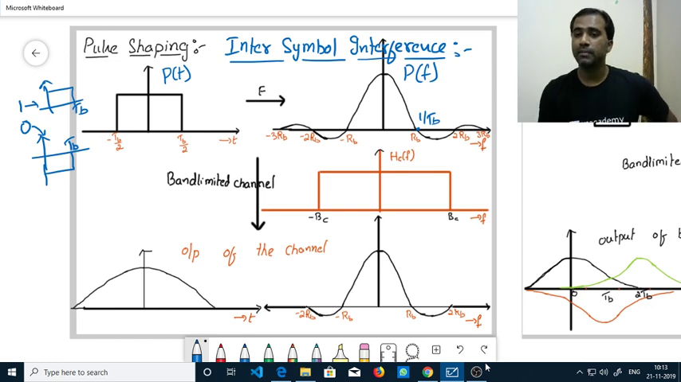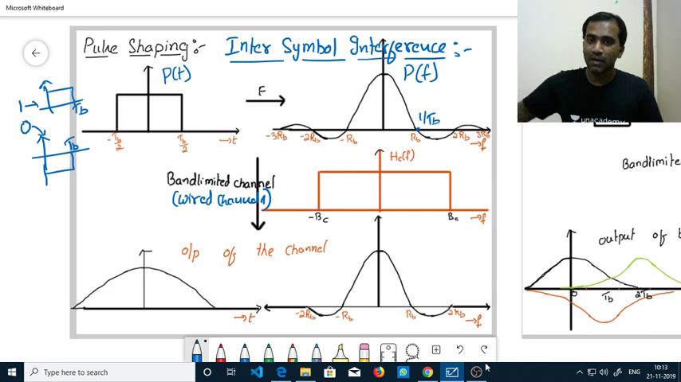The bandwidth of the channel need not be exactly 2 RB. It can be more than that or less than that also. We don't know. So for what channels will the bandwidth be like this? For example, wired channels. Wired channels basically behave like low pass filters. They allow frequencies till a certain frequency. For example, a twisted pair cable has a bandwidth of only 500 kilohertz, whereas a coaxial cable has a bandwidth of 500 megahertz. But there is some high cutoff frequency, which means they behave more or less like low pass filters. They are not low pass filters, but their behavior is like low pass filters.